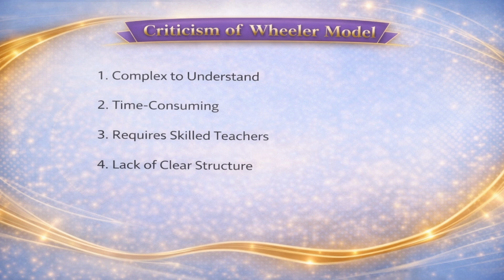The next criticism or limitation of Wheeler model is lack of clear structure. This means the model is more suitable for classroom level planning but difficult to apply at national or system level due to continuous changes. It is hard to maintain uniformity and consistency. For example, different schools may modify curriculum differently, leading to inconsistency and lack of clear structure.